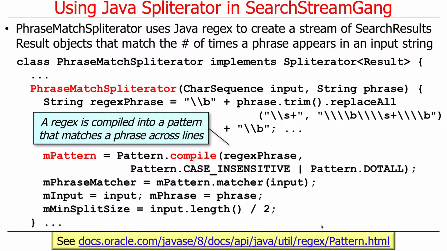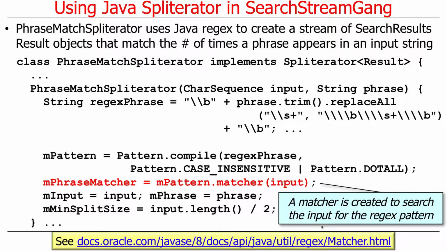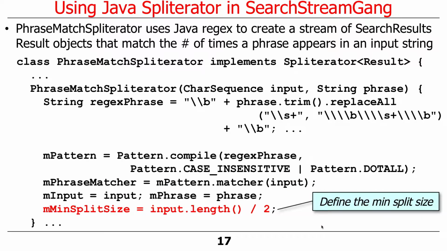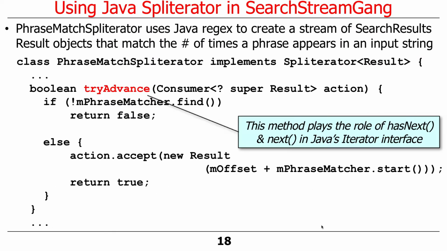Then we call the matcher method. That goes ahead and makes a matcher on the input. You'll see how that's used in a second. So a matcher is what's used when the program actually does the try_advance call to try to find the next element in the input string that matches the phrase. And then we do a little bit of stuff related to the split size, which I also want to talk about right now because the sequential version doesn't split.